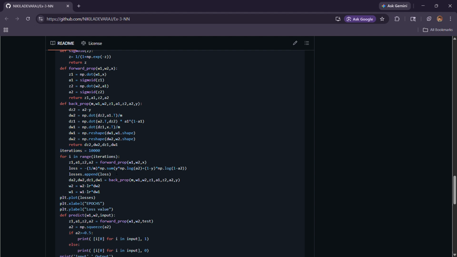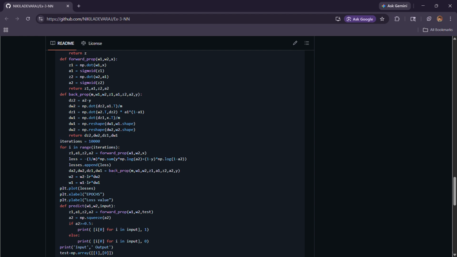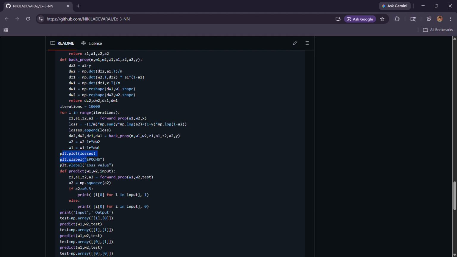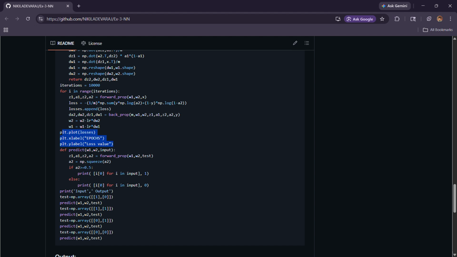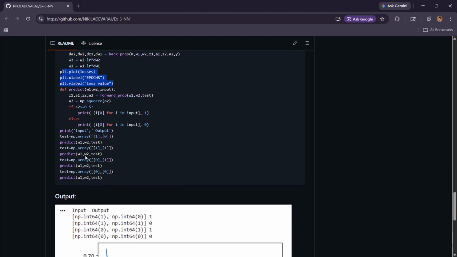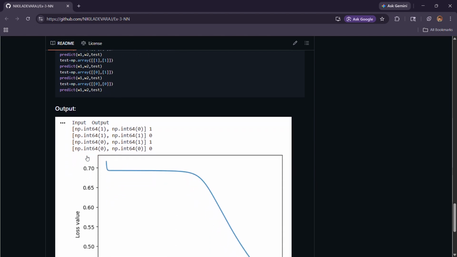During training, the program stores the loss values, which measure how well the neural network is learning. These values are plotted using Matplotlib, showing how the loss decreases over time. Finally, the predict function tests the trained network with different inputs and prints the predicted output. The result shows that the neural network successfully learns the XOR problem.